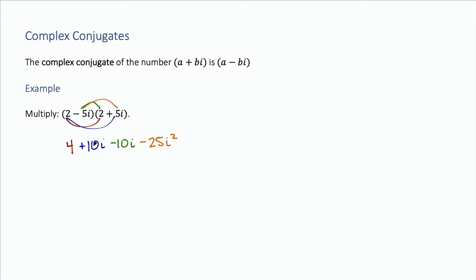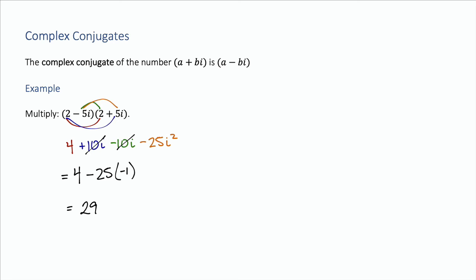Now notice that we have a plus 10i and minus 10i. Those things cancel. So we have 4 and then minus 25i squared, but i squared is negative 1. So this is 4 plus 25, which is 29. We multiplied two complex numbers and ended up with a real number, 29. There's no i's here. This is why complex conjugates are so special, because if you take a complex number and multiply by its complex conjugate, you will get a real number.